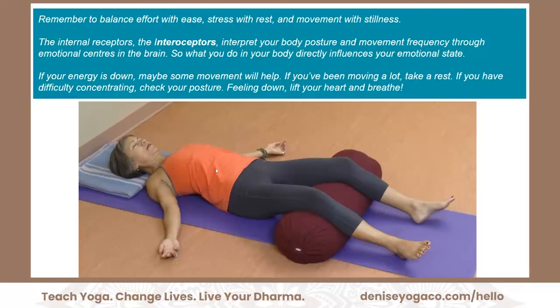And then remember, like I've been saying, you want to balance effort with ease, stress with rest, movement with stillness. We want the full spectrum. We don't want to narrow our field, so that this is the only thing we're comfortable doing. We want to be able to go here and here. And so that's part of the practice. Your inner receptors, your interoceptors, interpret your body posture and movement frequency through emotional centers in the brain. And so what you do in your body directly influences your emotional state.